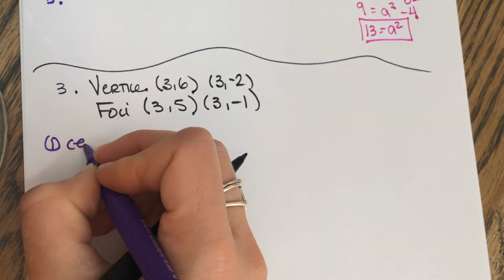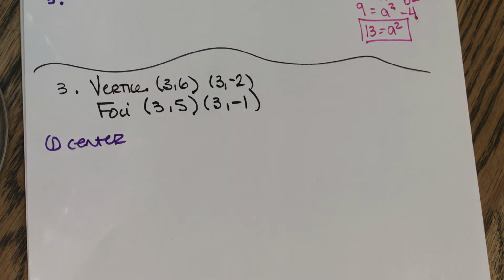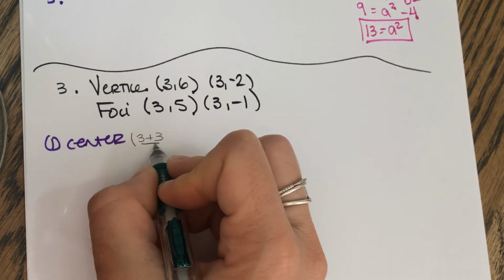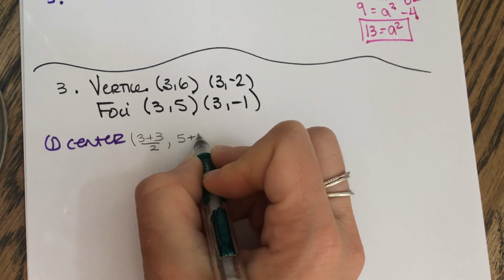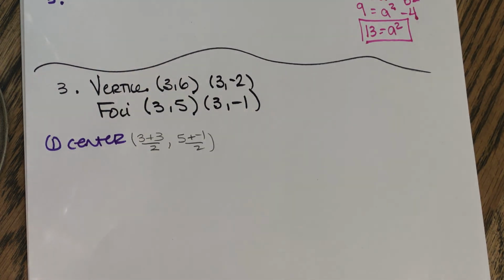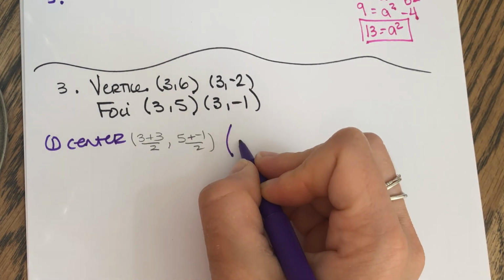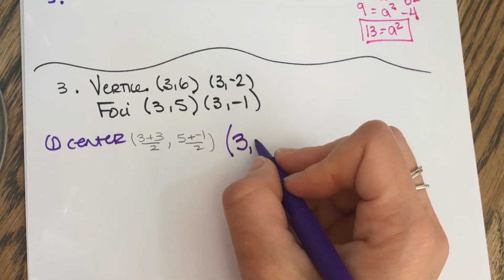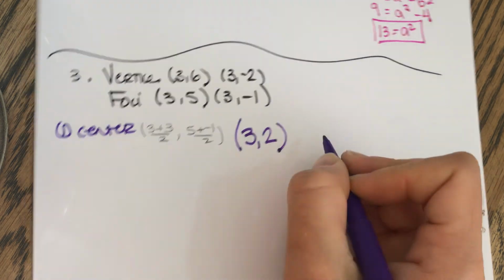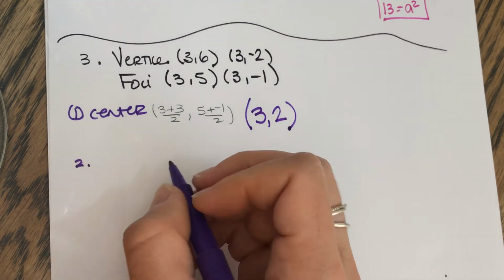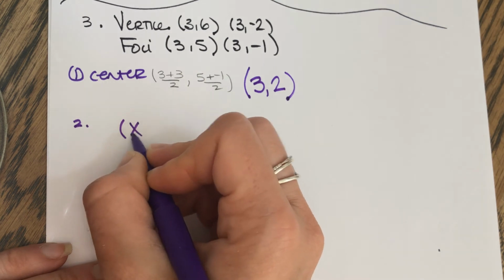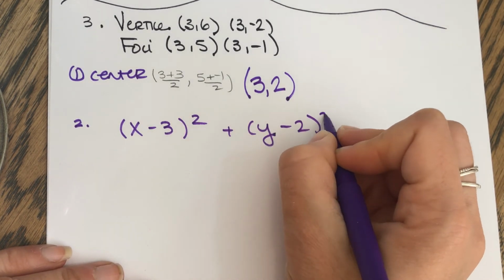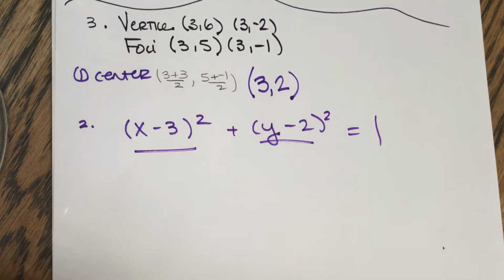First one, center. I don't care which one you guys do. I'll just take whatever because it's right above me. 3 plus 3 over 2 and 5 plus negative 1 over 2. So we have our center is going to be 3, 2. Okay, so here we go again. Step 2, let's start writing that equation. Hopefully this is becoming a little easier. X minus 3 squared plus y minus 2 squared equals 1 over.